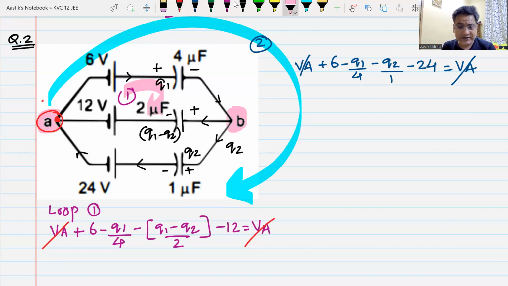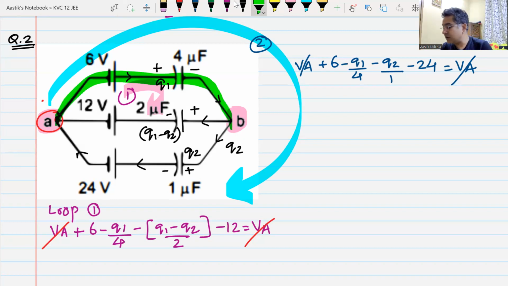Now, if I only find out the value of Q1, I can go in this green path and find out the value of VA minus VB. If I only find the value of Q2, I can go in this path and find the value of VA minus VB. I don't have to solve for both Q1 and Q2. You can get only one value, and that would be good enough to solve this question. Can anyone tell me what is the value of Q1 you are getting from here?